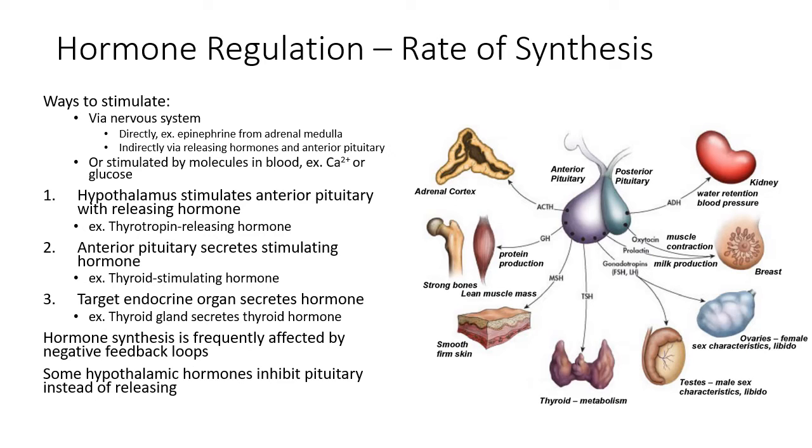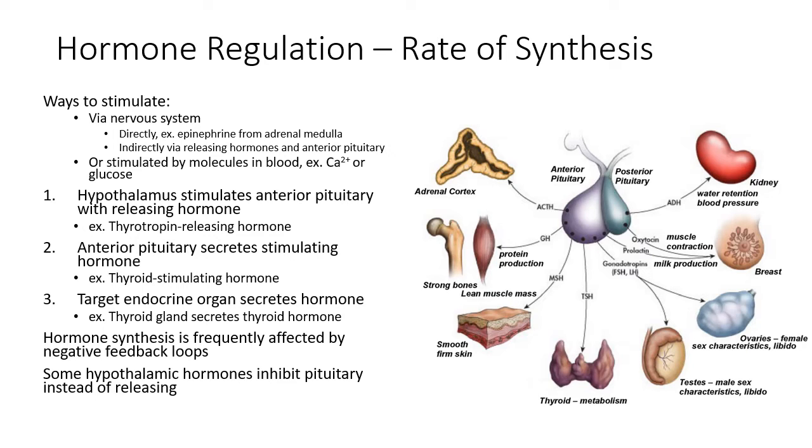Regulating hormones in the body basically consists of controlling when they're made and controlling when they're degraded. There's several ways to stimulate the production or the secretion of hormones. There's a couple ways to do it that involve the nervous system, that are under the control of the nervous system. And then there's another way to do it directly at the endocrine organ itself.